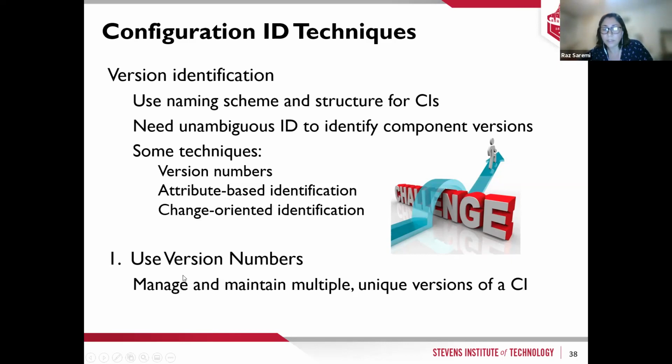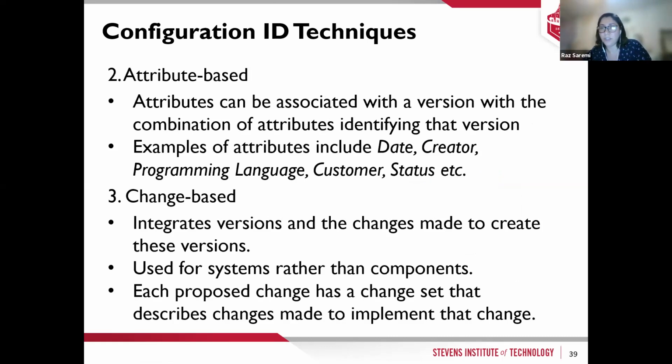For the version numbers, we have multiple unique versions. For example, we have version 1.2, version 2.00, stuff like that. For attribute-based, we associate a version with the attribute. Examples can be the date and the creators. For example, I say version dated September 15th, so that shows who did that. And then for the change-based, every time that we change, we add a new version. So it is used for the system mostly rather than the component.